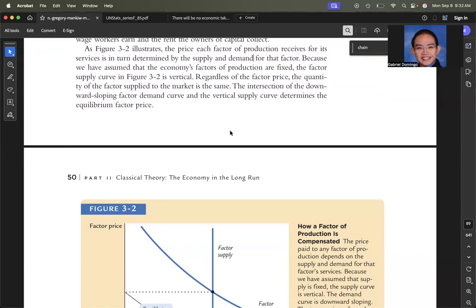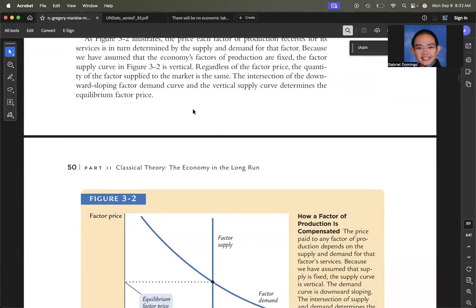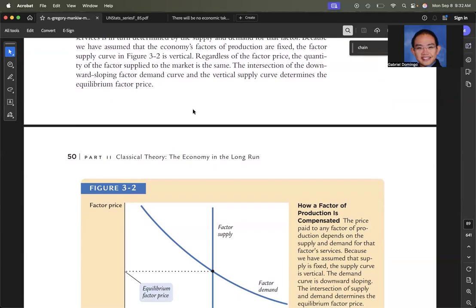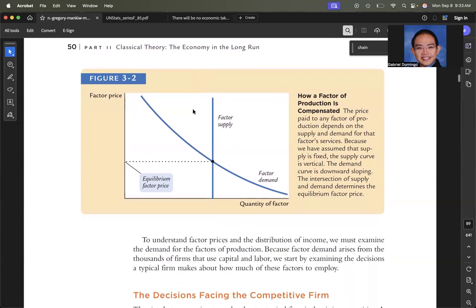Because we have assumed that the economy's factors of production are fixed, the factor supply curve in 3-2 is vertical. Regardless of the factor price, the quantity of the factor supplied to the market is the same. Okay. The intersection of the downward sloping factor demand curve and the vertical supply curve determines the equilibrium factor price. So in fact, this here is our drawing.